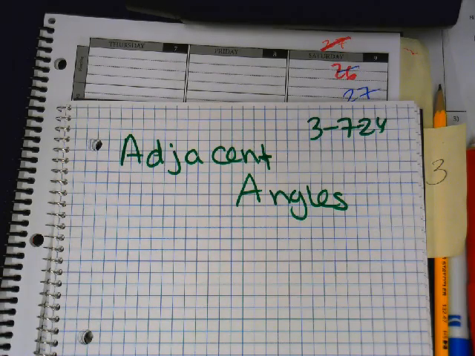So I am adjacent to Aaron. I'm next to Aaron. So instead of using the words next to, I would just use the word adjacent. Okay, so adjacent in English means next to. Adjacent angles, similar. It also means next to, but it also means something different.